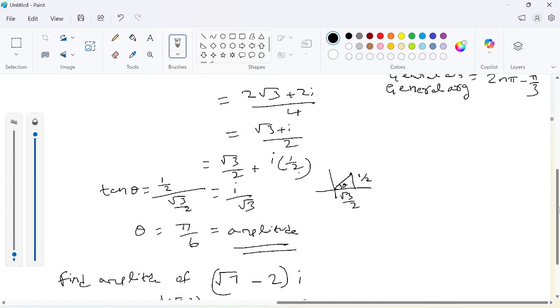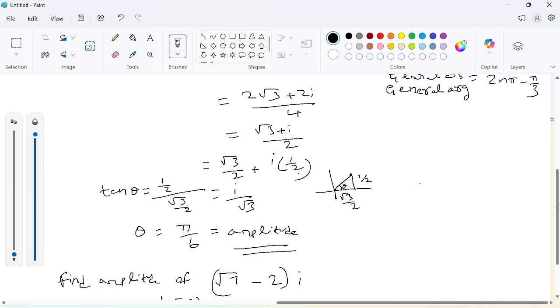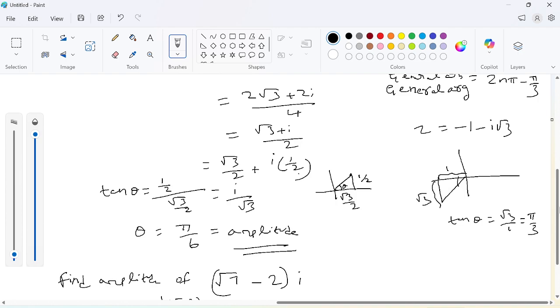Now take down another problem. z is equal to minus 1 minus i root 3. Now where is your complex number? Here the real part is negative, and here the imaginary part is also negative. That means it is here. This will be your 1 and this will be your root 3. So what will be your angle? Again, tan theta is equal to root 3 by 1, so alpha is pi by 3.